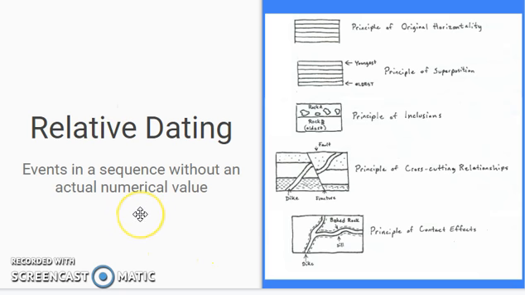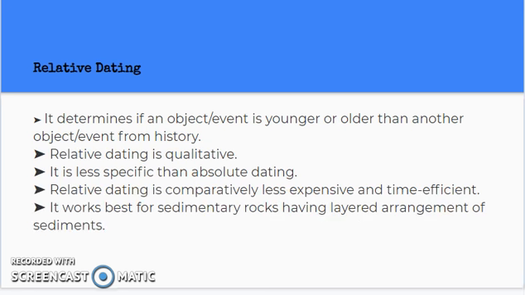Just like the definition says, these are how we can put events in a sequence or an order, but not actually give them a number. And we're going to take a look at each of these crazy words here and figure out what they mean. But first, some background on relative dating. It does, like the first bullet says, determine if an object is older or younger. It is qualitative. So again, there's no number value given to it.